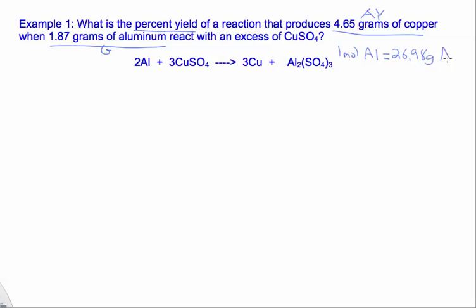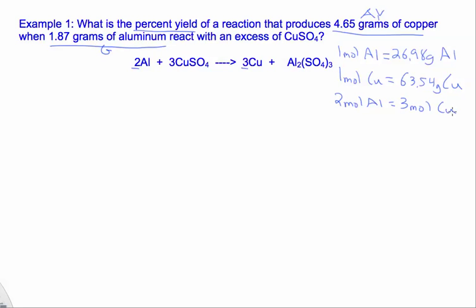We're also going to need to do the same thing with copper. 1 mole of copper equals 63.54 grams of copper. And we're also going to need to use the mole ratio that relates these two. For every 2 moles of aluminum that react, we make 3 moles of copper.